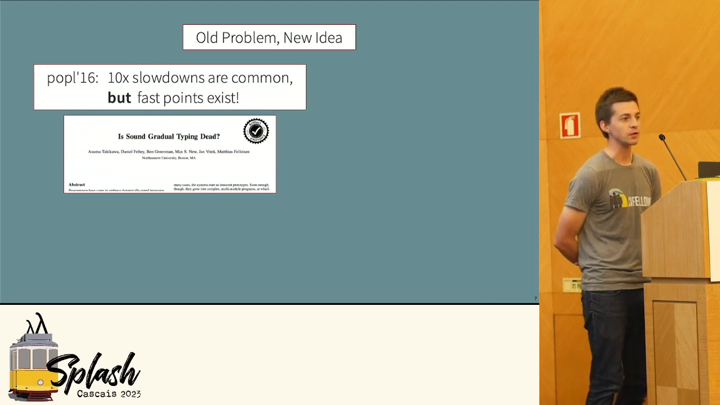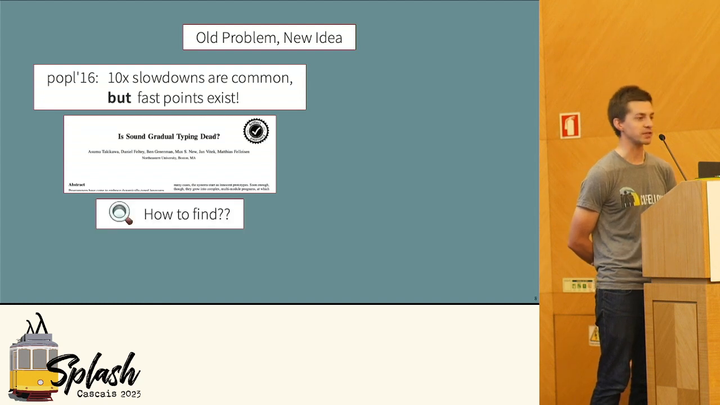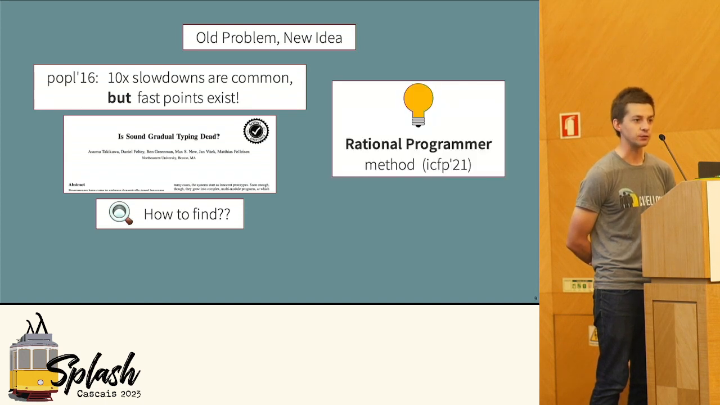But we also know that some good points exist, and these are spread throughout, we'll see an example of this, spread throughout the lattice of gradual programs that you can write. So we know these points are out there. How on earth do we find them? We had some ideas, but we had no way of running the experiment and testing this until recently. And that's this idea of the rational programmer that made this all possible.